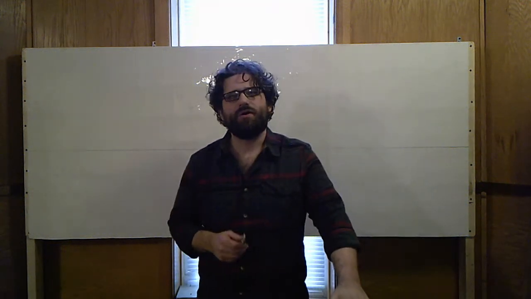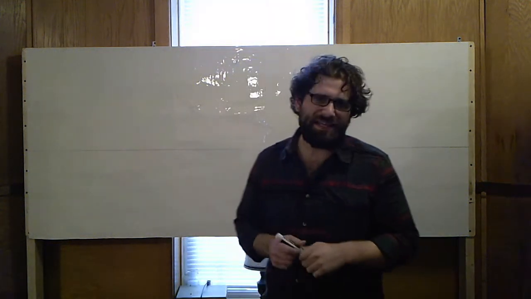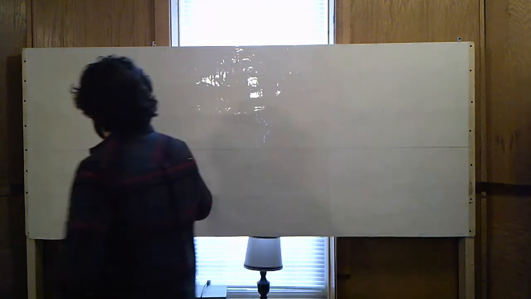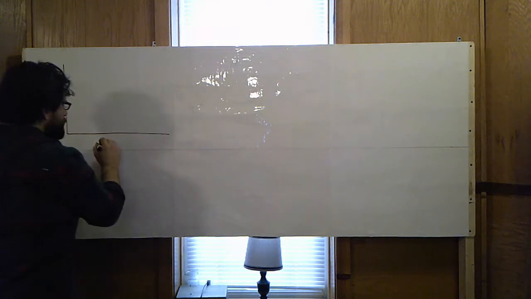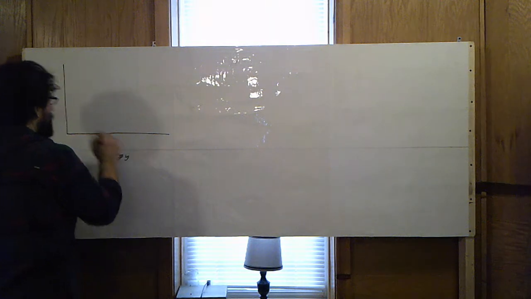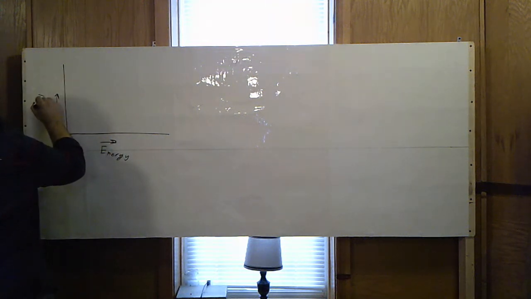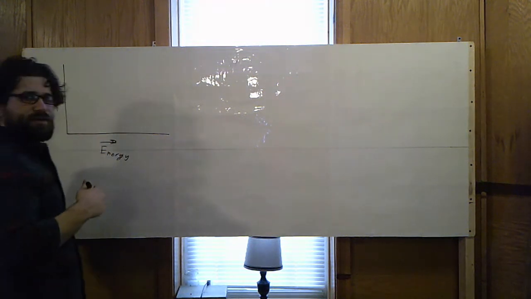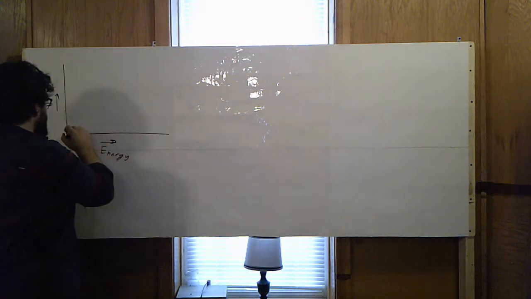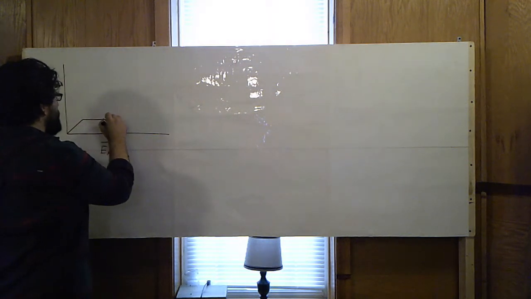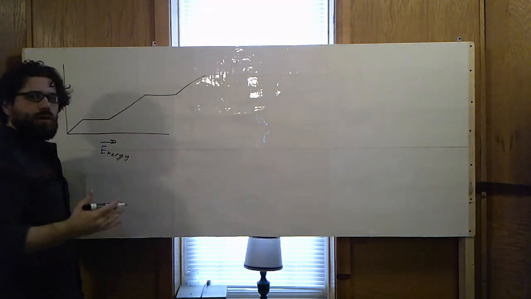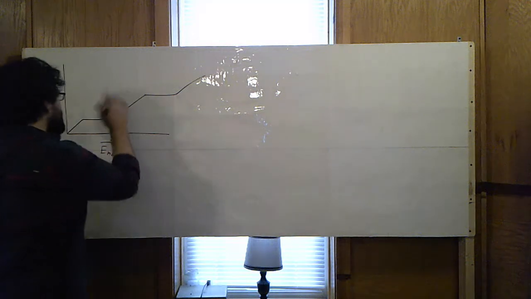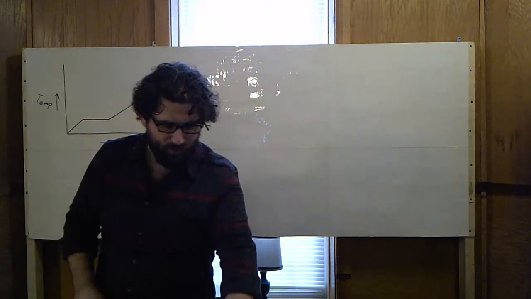Way back at the start of the year, we looked at heating diagrams, or heating curves. This was a graph that looked at the energy put into a substance and the change in temperature that it experienced. We're going to look at that again real quick, and then we're going to look at another type of graph.